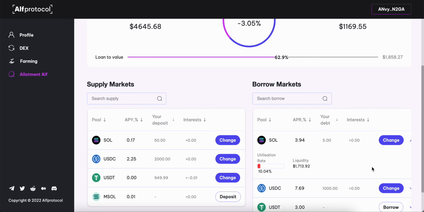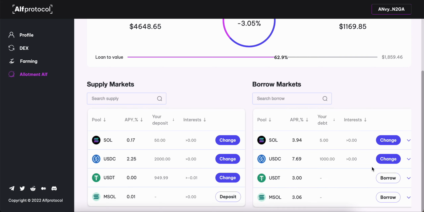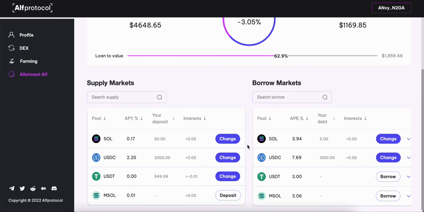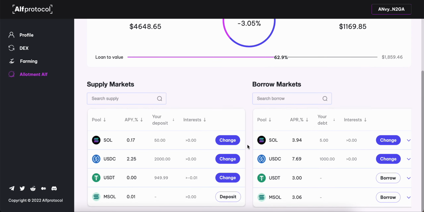But the higher the utilization rate, the higher the deposit APY as well, because that means that there is less available capital to borrow, and in order to incentivize users to deposit more, the APY for deposits is increased as well. And this formula is fully dynamic and is changing from time to time based on the people's deposits and borrowings. So that's pretty much what is inside the Allotment Alf.